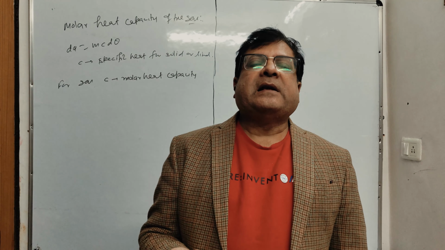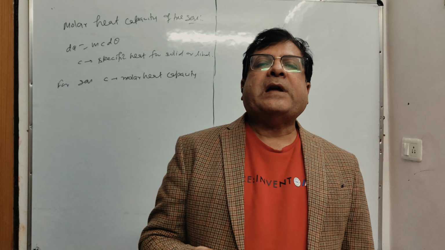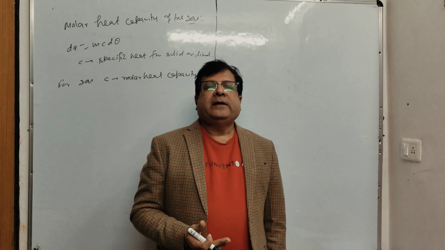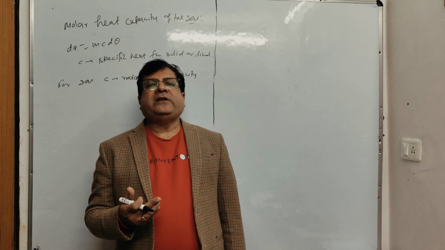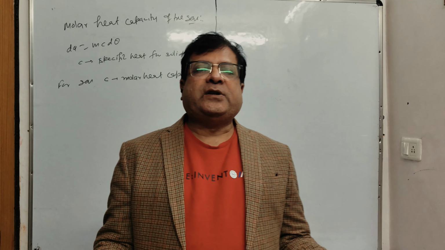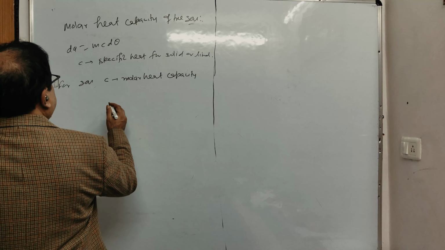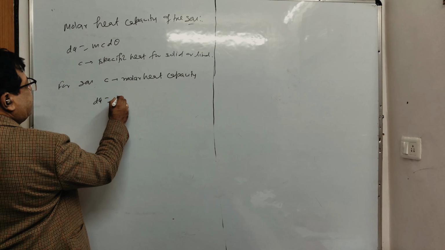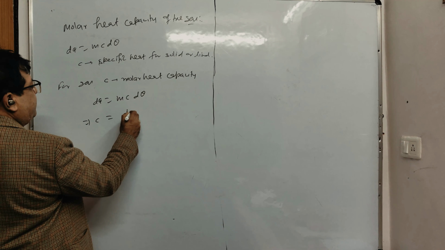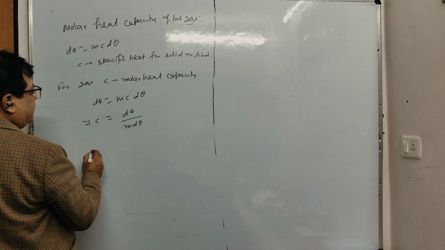So if anybody asks you what the molar heat capacity for helium gas is, you cannot have the answer unless the process is defined. So this is the process dependent molar heat capacity, right? The reason is, if you write dq is equal to mc d theta, then C is equal to dq by m d theta.